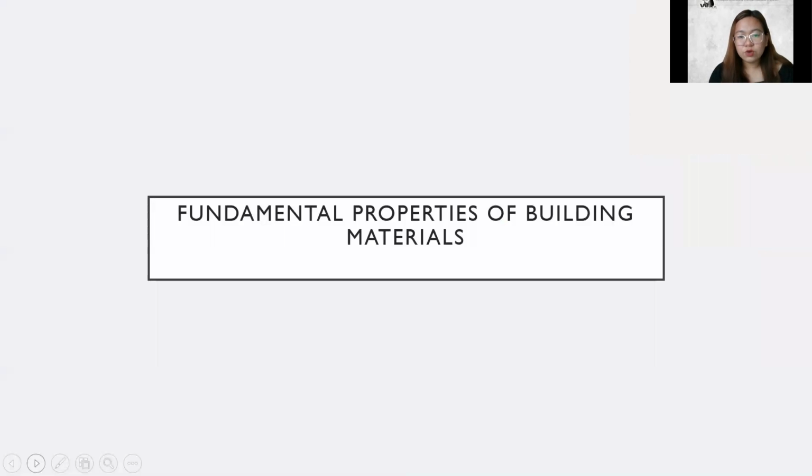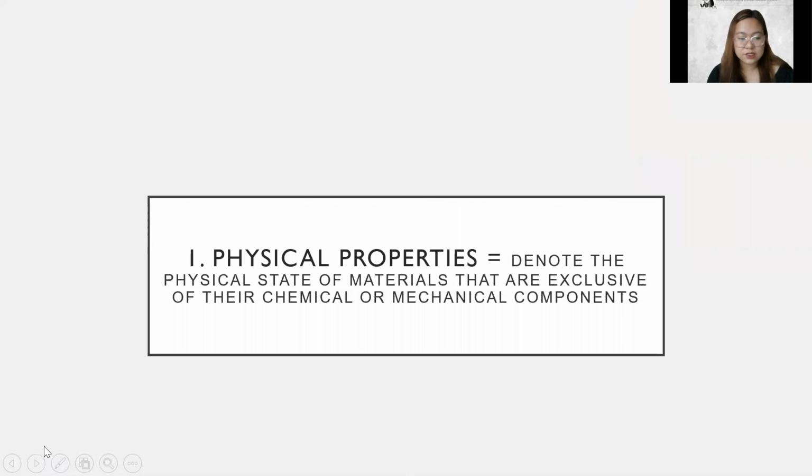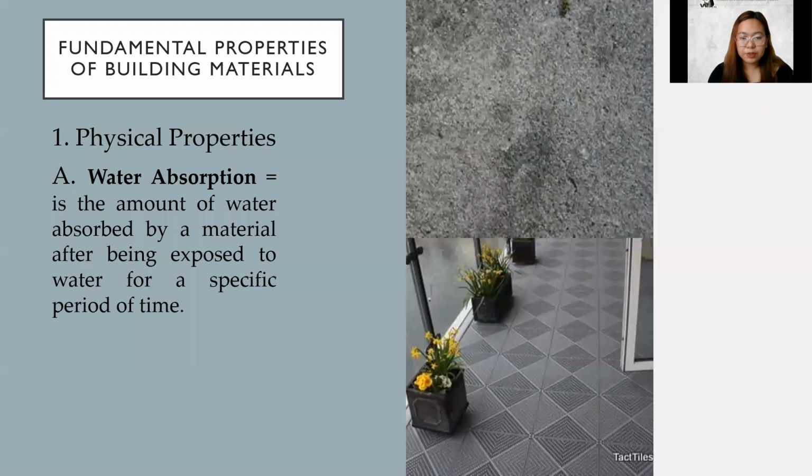Okay. So, dito naman tayo sa fundamental properties of building materials. Tatlo siya. The first one, when we choose, each material has its own properties. Nakahati siya sa tatlo. Yung una natin is yung physical properties. Physical, mechanical, and structural. So, the physical properties muna tayo. It denotes the physical state of the material that are exclusive of their chemical or mechanical components.